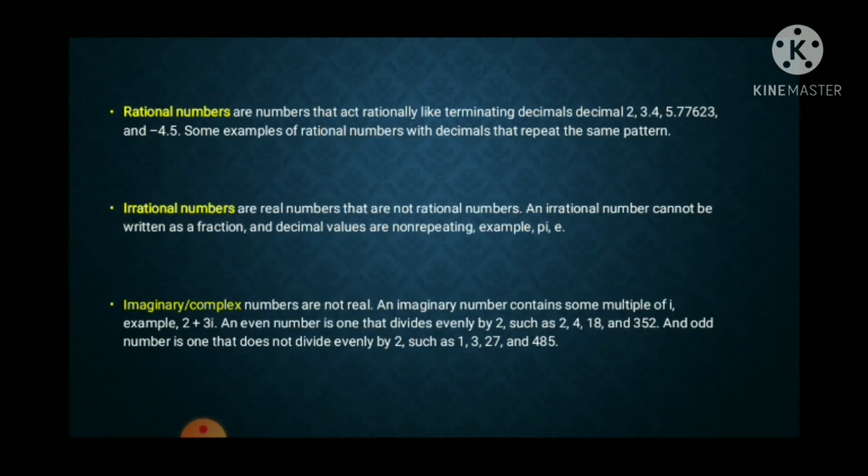Next is imaginary, or we call this the complex numbers. Numbers are not real. An imaginary number contains some multiple of i. Example, 2 plus 3i. That is an imaginary numbers, right? An even number is one that divides evenly by 2, such as 2, 4, 18, and 352. And odd number is one that does not divide evenly by 2, such as 1, 3, 27, and 485. So that is imaginary number.